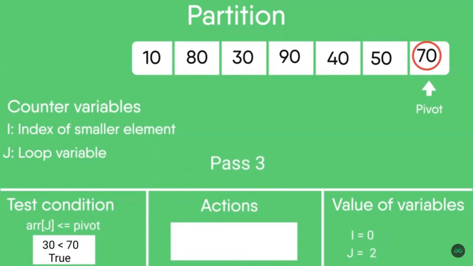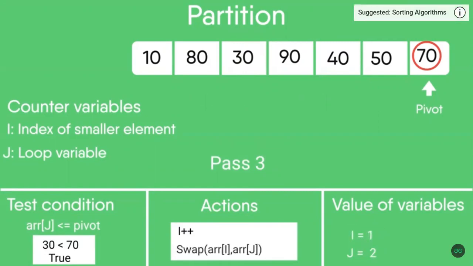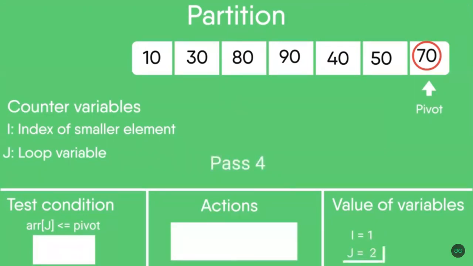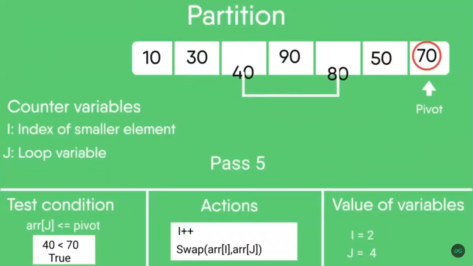Is 30 less than 70? True, then L plus plus. L value equal to 1, J value equal to, swap 30 and 80. Next, pass 4, loop 4. Is 90 less than 70? No. In pass 5, pass means loop, is 40 less than 70? Yes. L plus plus, L value 2. Then swap it.